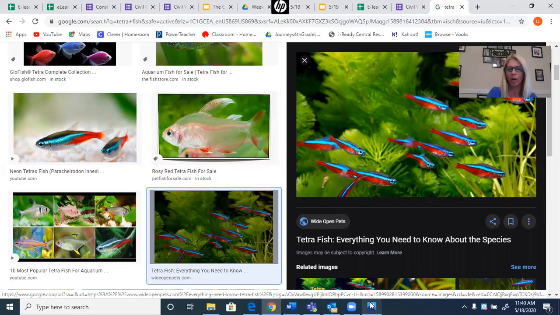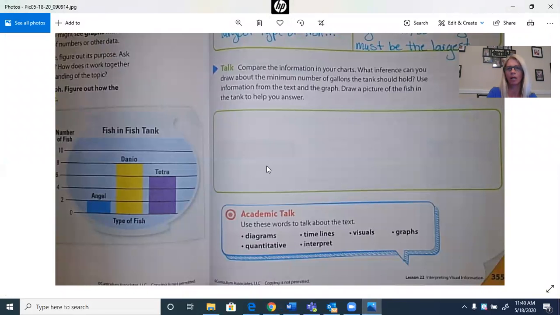So if we go back to our box down here, it says we're going to compare the information in your chart. So look at your chart. What inference can you draw about the minimum number of gallons the tank should hold? Use information from the text in the graph. Draw a picture of the fish in the tank.